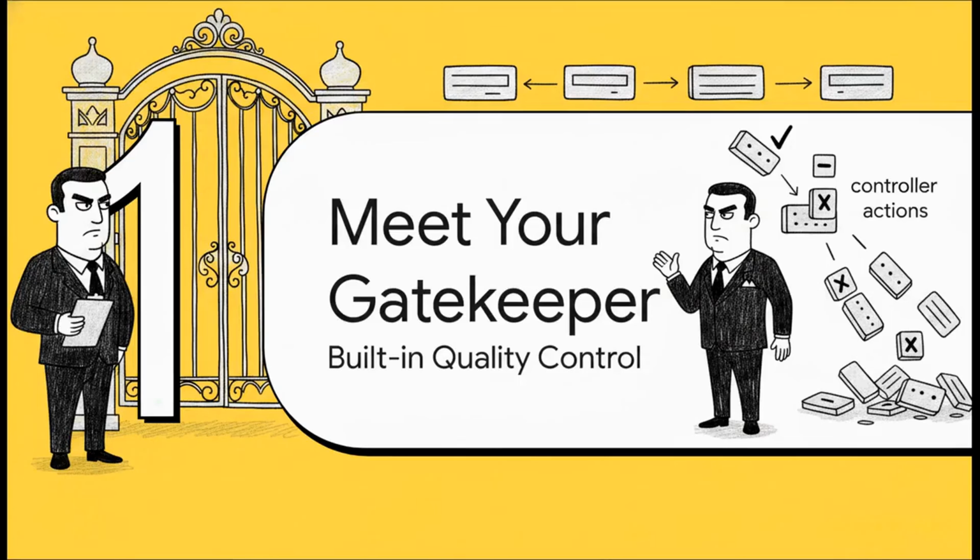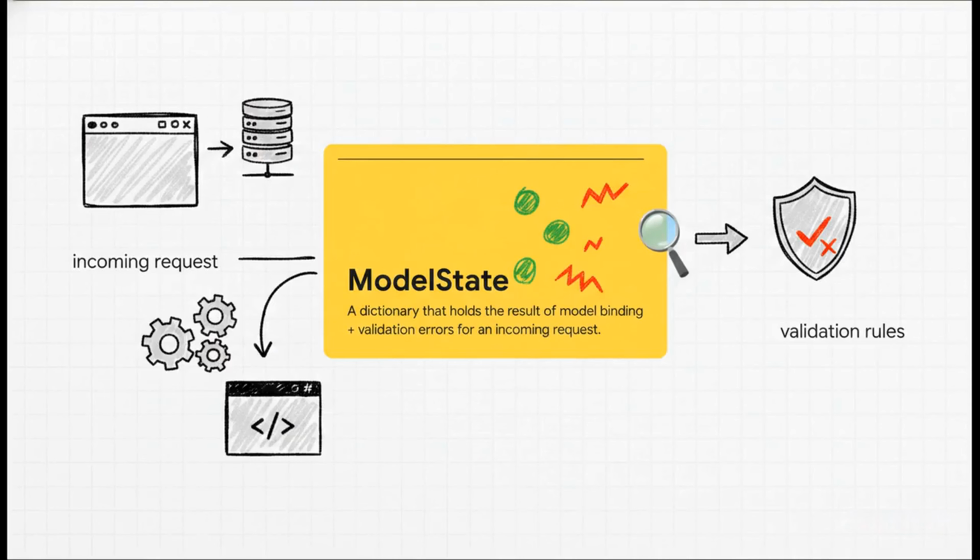Well, ASP.NET Core gives us this incredibly powerful built-in gatekeeper. I want you to picture a bouncer at the door of your controller actions, checking every single piece of data before it's allowed inside. That gatekeeper, that's ModelState. So what is it exactly? Well, at its core, ModelState is really just a dictionary. When a request comes in, the framework tries to match that incoming data to your C# model. We call that process model binding. Then it checks that data against any validation rules you've set up. The results of that whole process, both the good and the bad, get stored right here in ModelState.